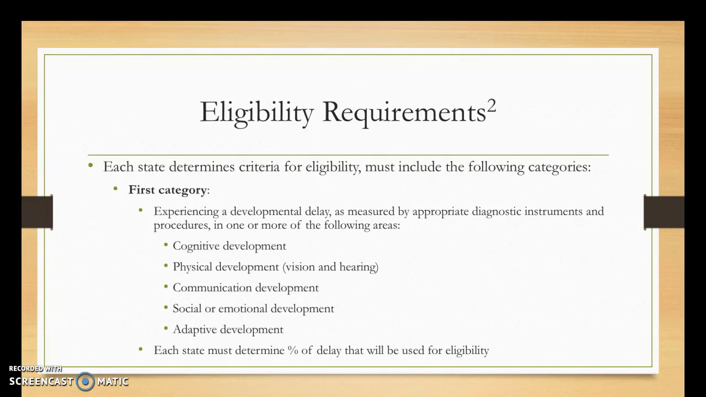Eligibility requirements. Each state is able to determine what their eligibility requirement is, but they have to include the following categories. So the first category is if the child is experiencing developmental delay as measured by appropriate diagnostic instruments and procedures in one or more of the following areas. It can include cognitive, physical, which is vision and hearing, communication, social or emotional, and adaptive development. Each state also can determine the percentage of delay that will be used for their eligibility criteria.